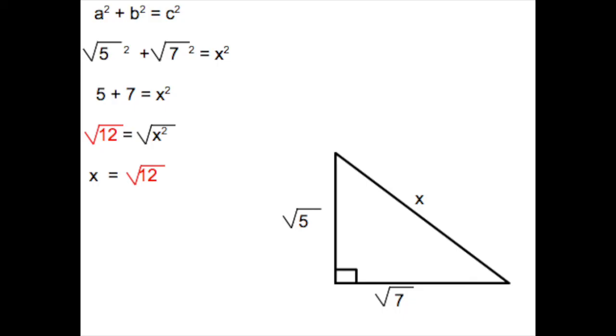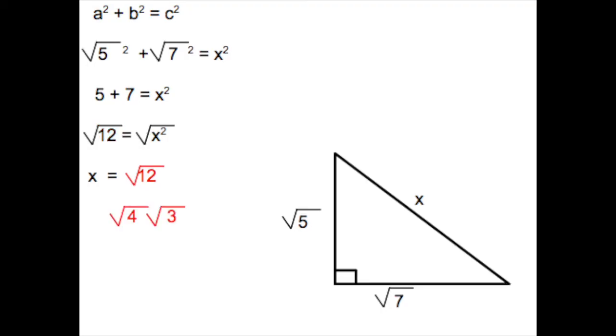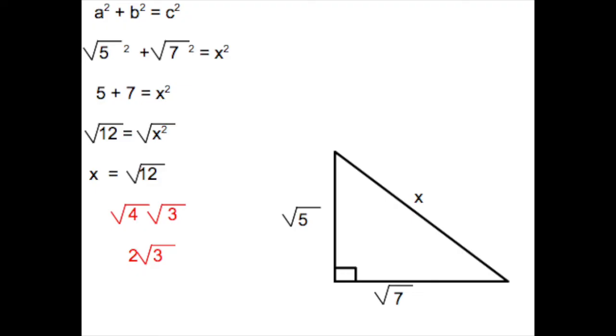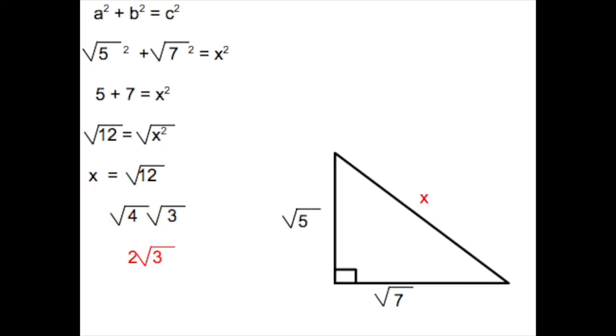But this can be simplified because our radicand, or the number inside the square root symbol, 12, has a perfect square factor. The square root of 12 can be broken down into the square root of 4 times the square root of 3. We do this because 4 is a perfect square and can therefore be broken down further. The square root of 4 is 2, and the square root of 3 cannot be broken down any further. So we are left with 2 times the square root of 3. This is our final answer for x, and x represented our hypotenuse. So the measure of the hypotenuse is 2 times the square root of 3.